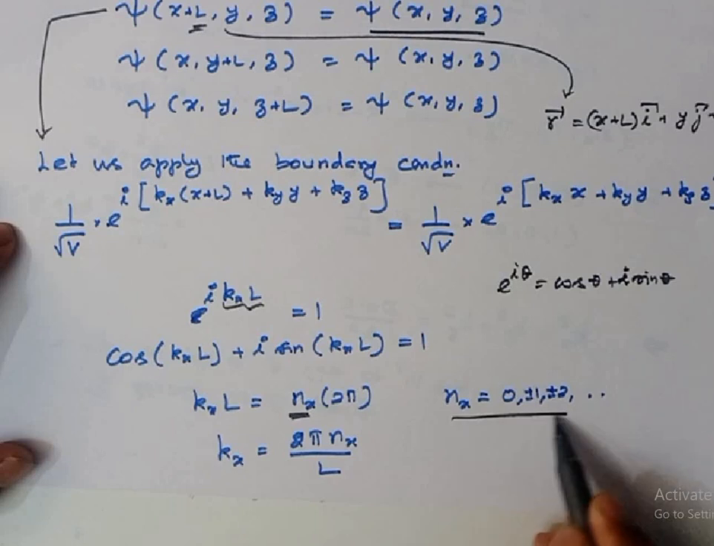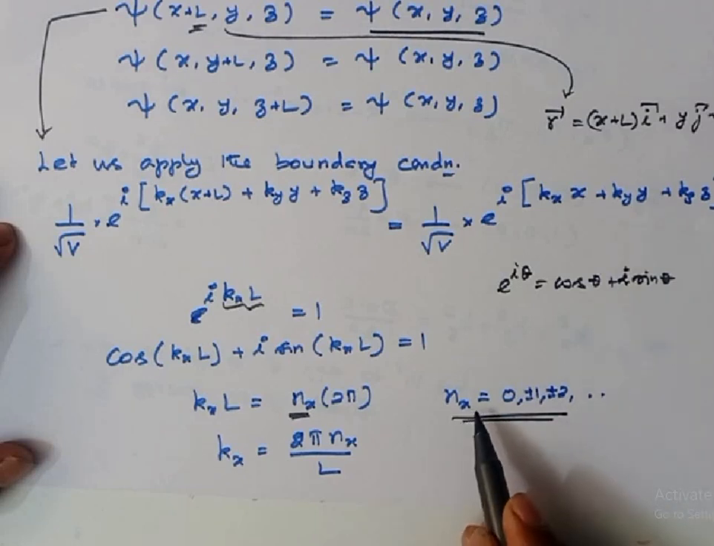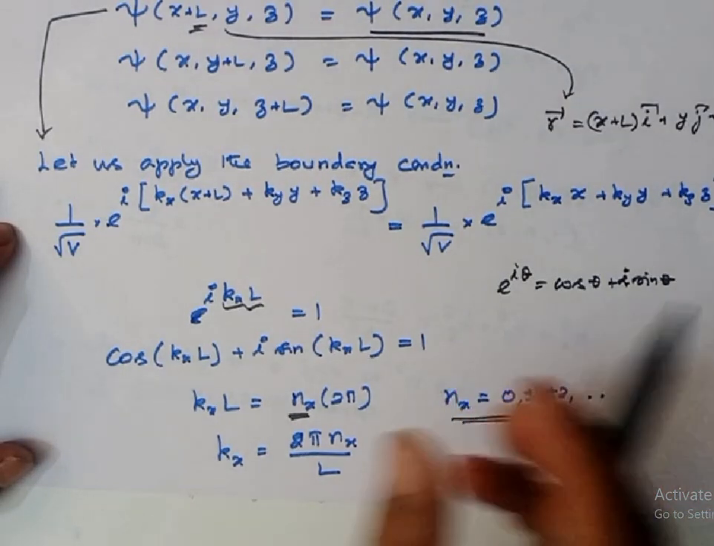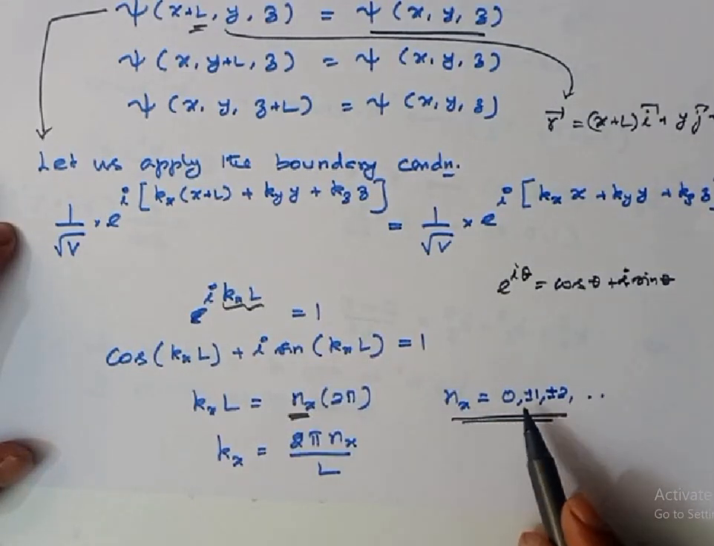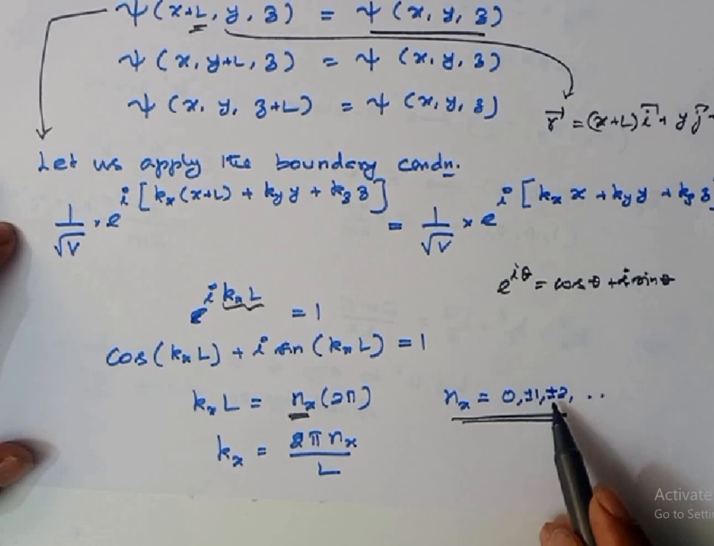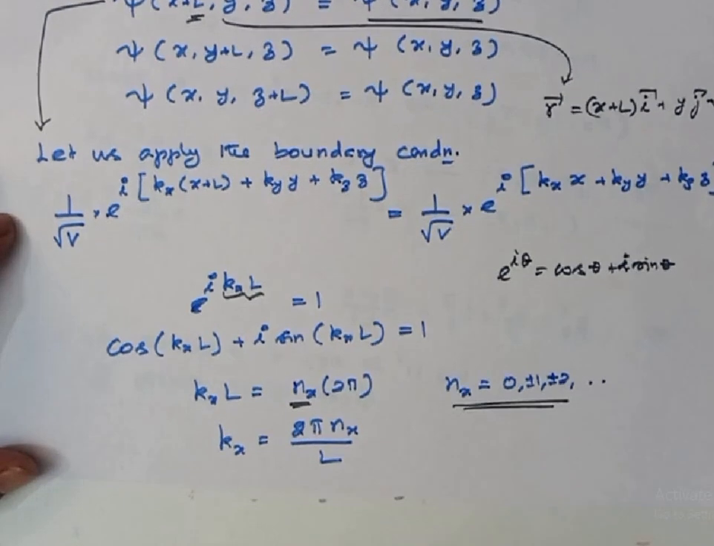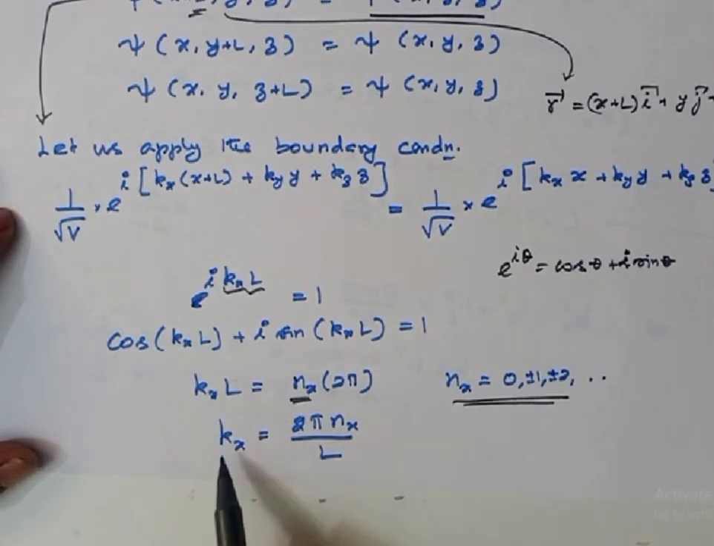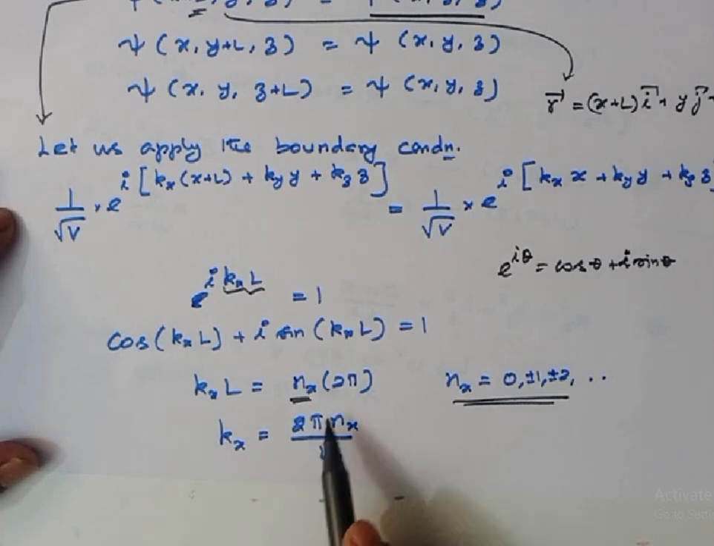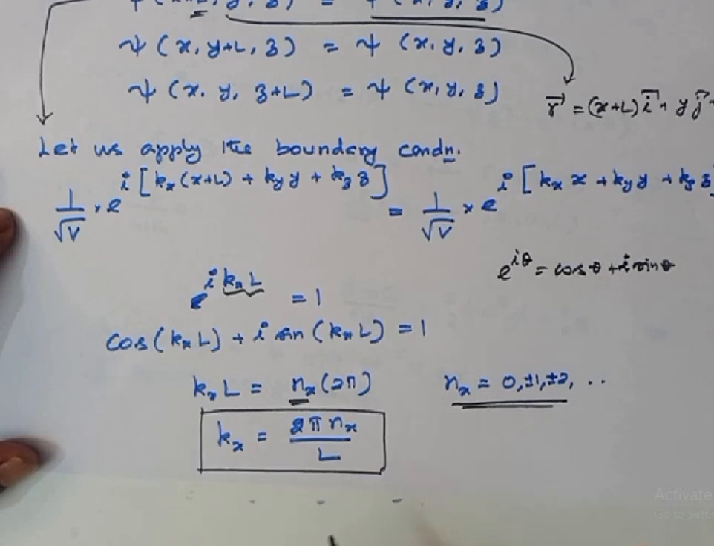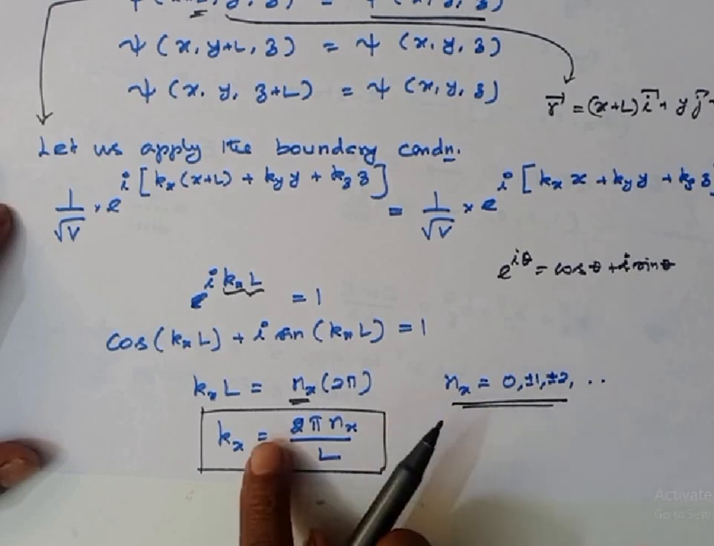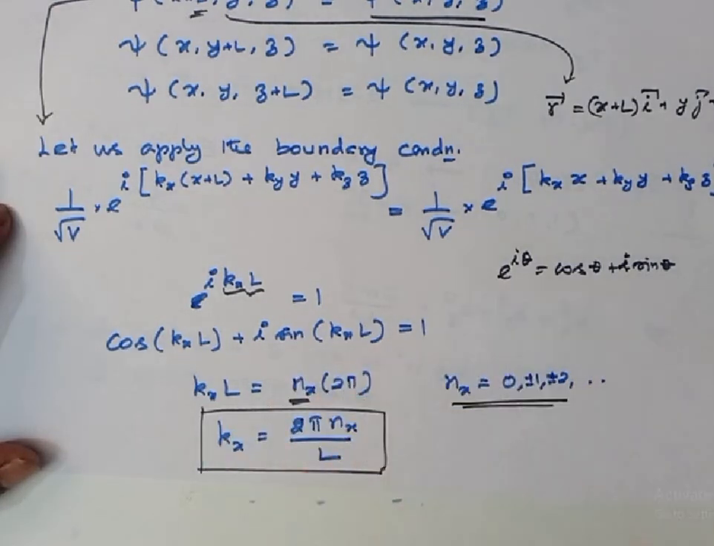Therefore this nx takes only certain allowed values, so it is called a quantum number. What are the allowed values of nx? 0, plus or minus 1, plus or minus 2, plus or minus 3, etc. Clear? If I rearrange this expression, I'll get kx equal to 2 pi nx by L. This is the value of kx. Depending upon the value of nx, kx takes different values. Clear?